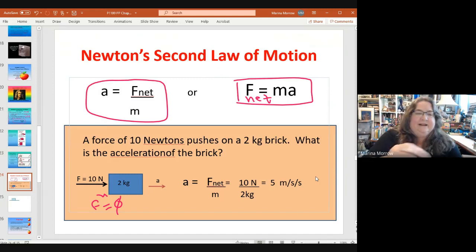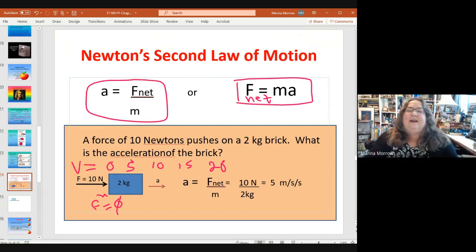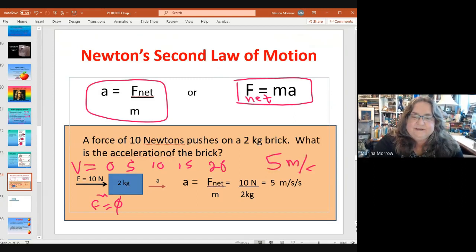So it starts out at zero speed, but 1 second later, it's going to be going 5. The next second after that, it's going to be going 10. Then it's going to be going 15, then 20, and so on, right? So the velocity is going to keep increasing, gaining 5 meters per second every second. And of course, you can write that as 5 meters per second squared.